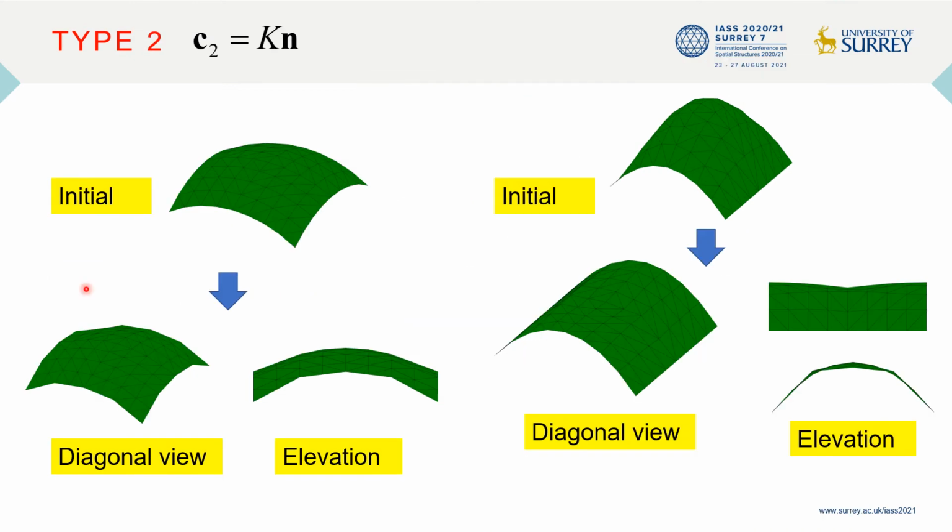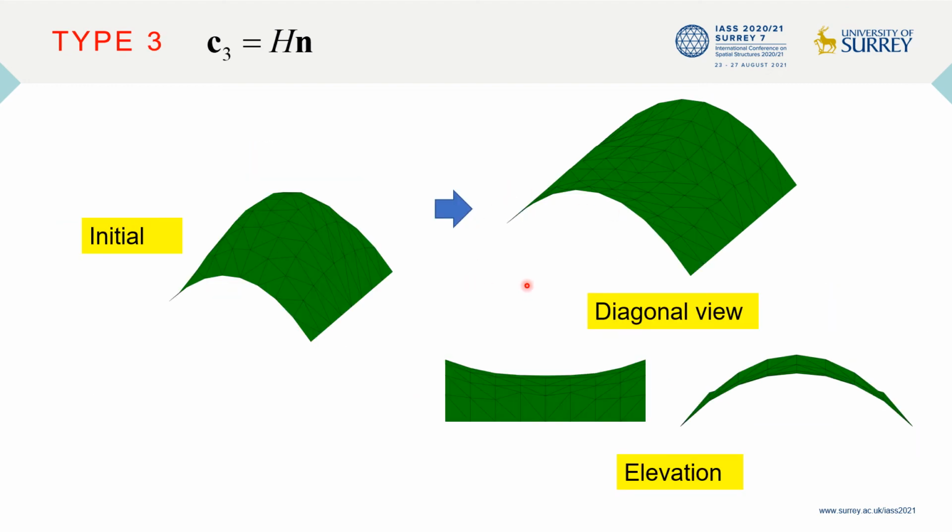For type 2, a symmetric surface with plane patches is obtained from the symmetric initial shape, and a cylindrical shape is also obtained from another initial shape, as shown here. For type 3, an HP surface is generated, as shown here, by multiplying the mean curvature to the unit normal vector to generate an extended form of Gauss map.